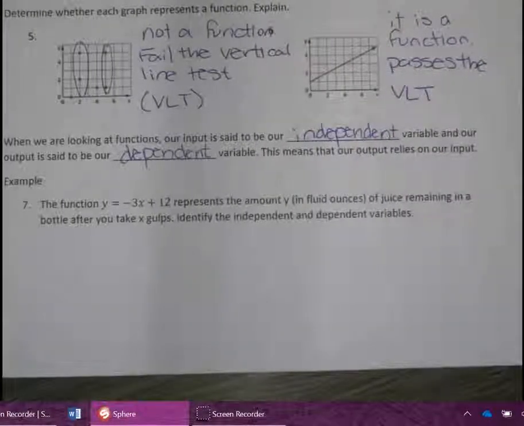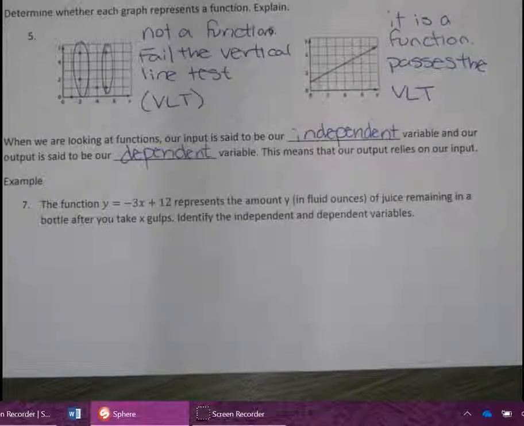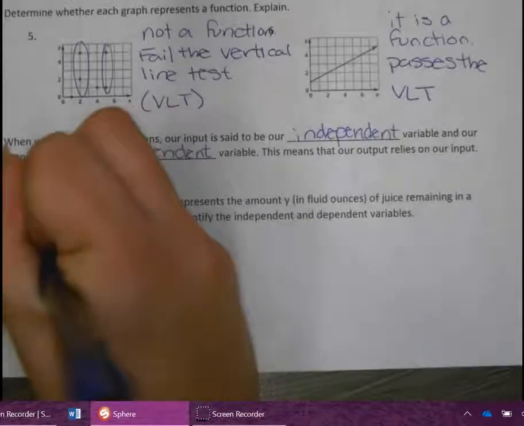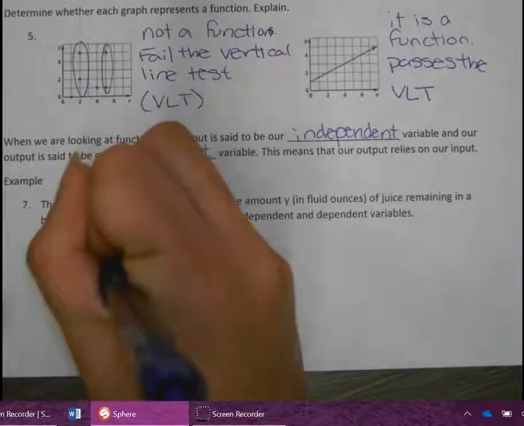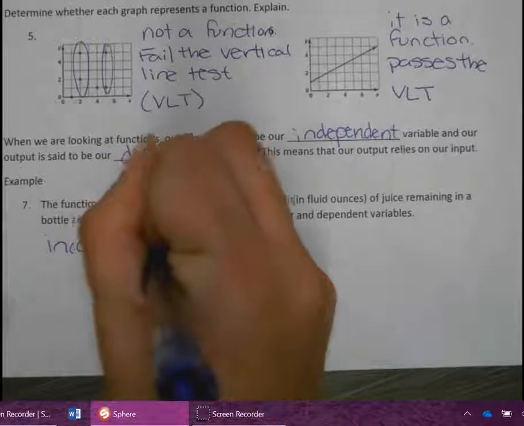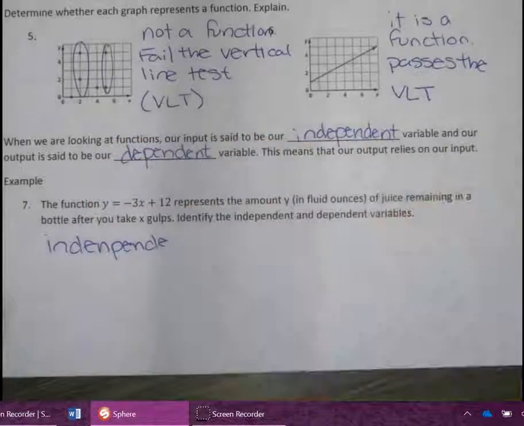Okay, so if I read number 7, it says the function y equals negative 3x plus 12 represents the amount y in fluid ounces of juice remaining in a bottle after you take x gulps. Identify the independent and dependent variables. Another way to think of it is independent is what has to happen first. Wow, I can't spell independent.